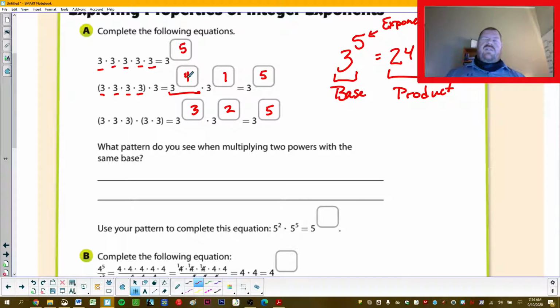So here I had 3 to the 4th and 3 to the 1st, and somehow that became 3 to the 5th. The same thing happened when I had 3 to the 3rd times 3 to the 2nd. So how do I get 5 from these two groups? Let's just use yellow. How do we get 5 from 4 and 1, and then 3 and 2, also giving me 5? Go ahead and pause the video and think about that.